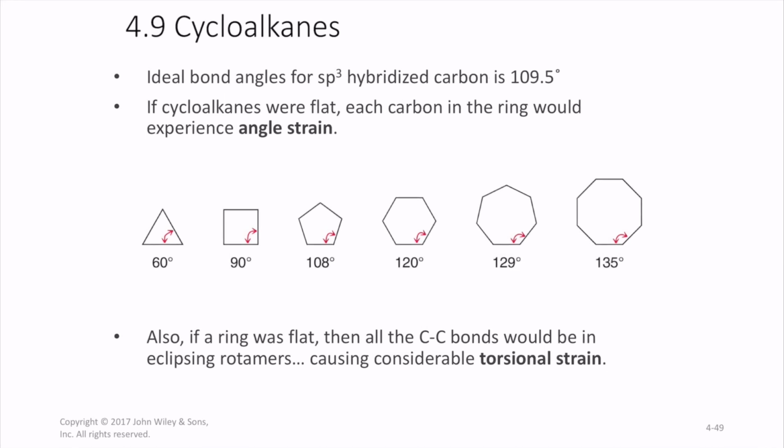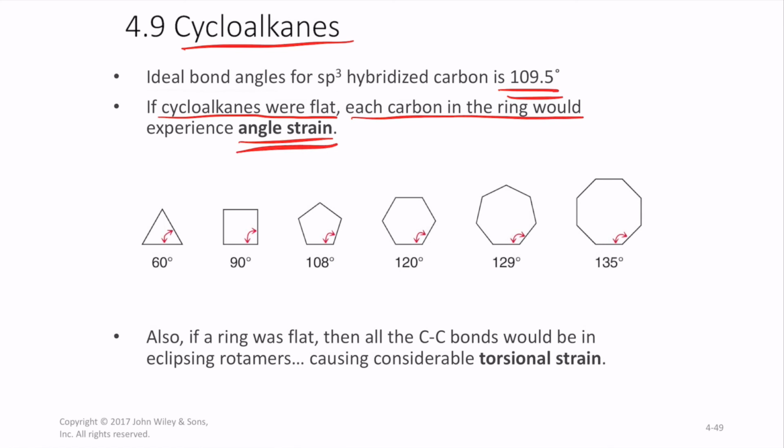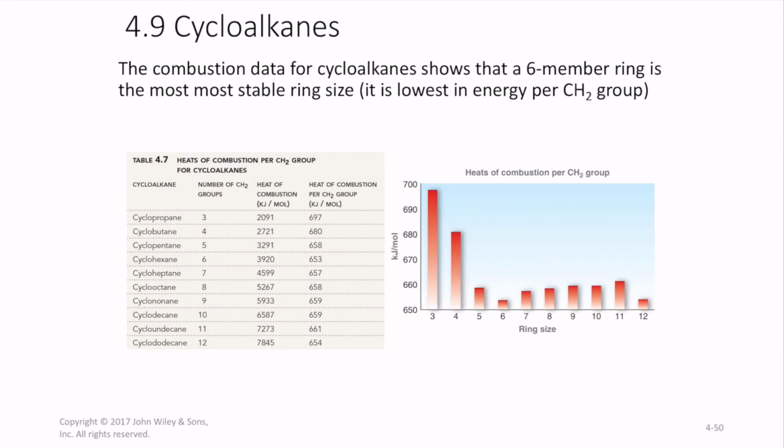So next, let's talk about cycloalkanes. Cycloalkanes are structures with cyclic bonds, where they form a complete cycle. The ideal bond angle for sp3 hybridized carbon is 109.5. So if the cycloalkanes were flat, each carbon in the ring would experience angle strain. That angle strain is due to torsional strain, because if the ring was flat, all of these carbon-carbon bonds would be in eclipsing rotamers, causing considerable torsional strain.